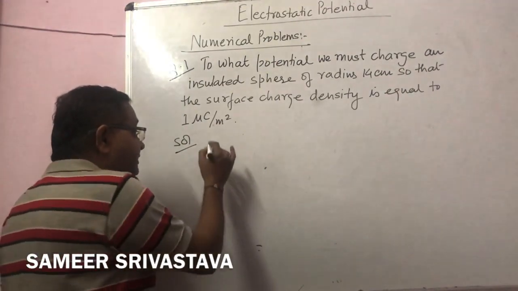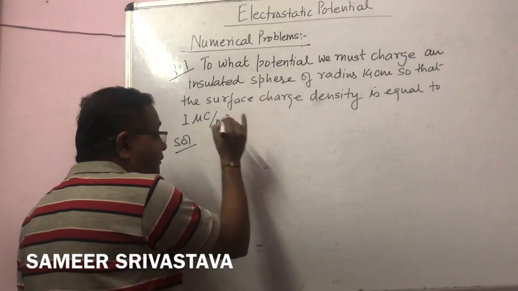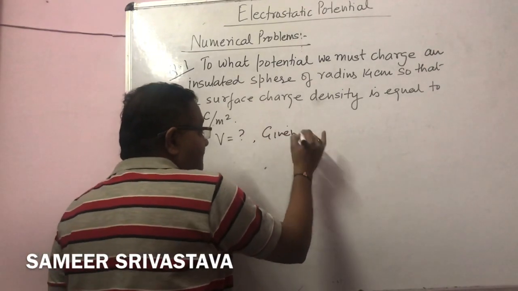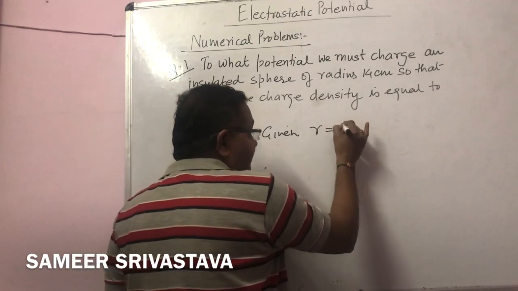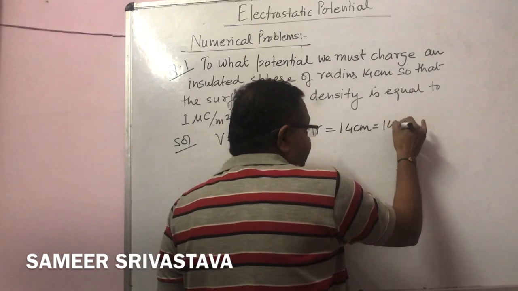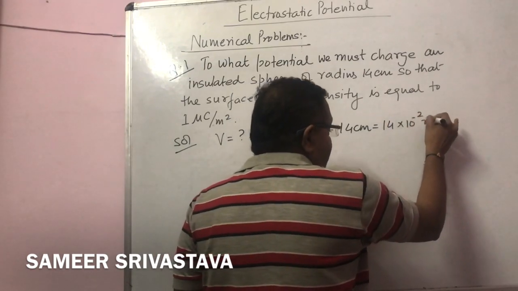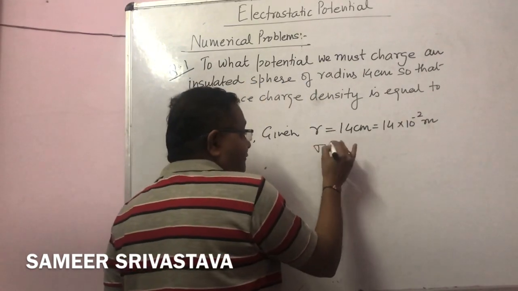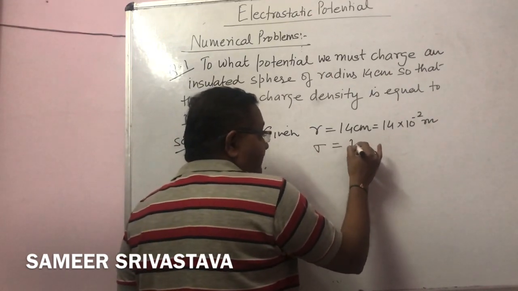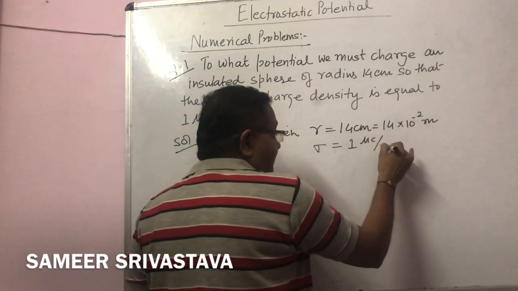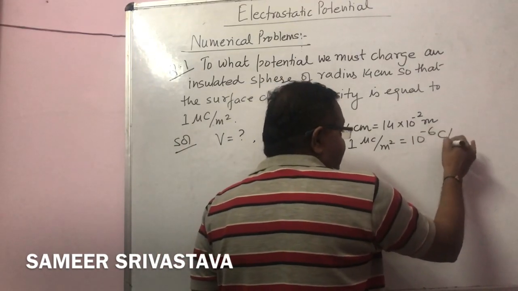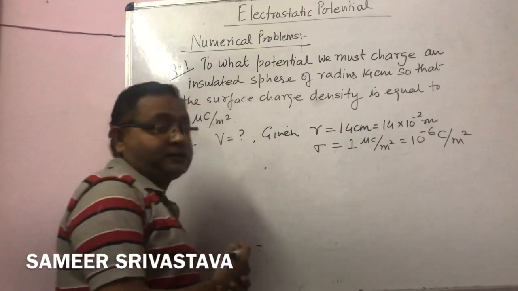In this question we have to find the value of potential and the given data are the radius of the sphere is given as 14 centimeter, that is 14 into 10 to the power minus 2 meter. As well as the value of surface charge density sigma is given as 1 microcoulomb per meter square, or we can write 10 to the power minus 6 coulomb per meter square.